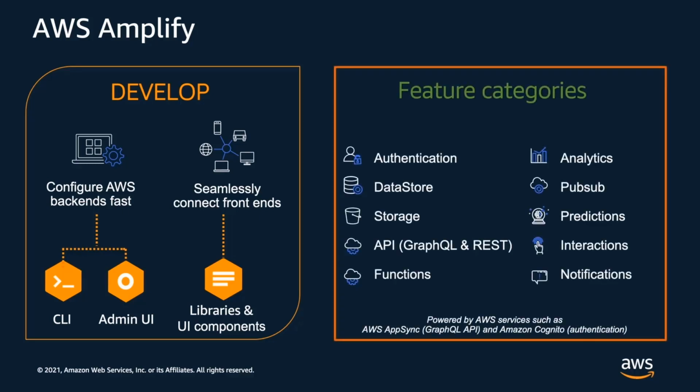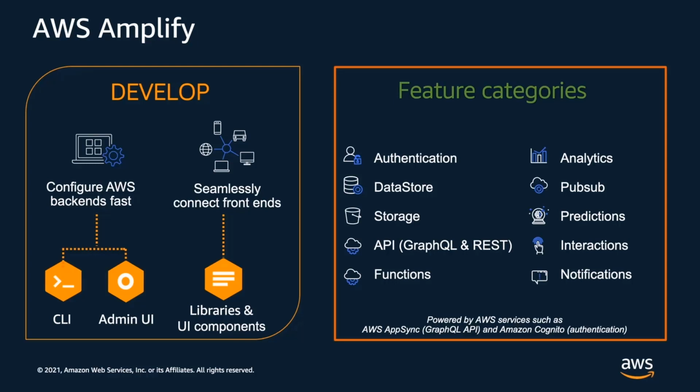And it has a lot of feature categories: authentication, data store, and APIs and functions are some of them that we're going to be using today. You can also add storage, analytics, pub/sub, predictions, interactions, and notifications to your applications. All of these categories are powered by AWS services. For example, we're going to be using AWS AppSync to create our GraphQL API. And we're going to be using Amazon Cognito to create our authentication and authorization layer. And we also have Data Store to provide the real-time capabilities that our application needs via subscriptions, also powered by AWS AppSync.